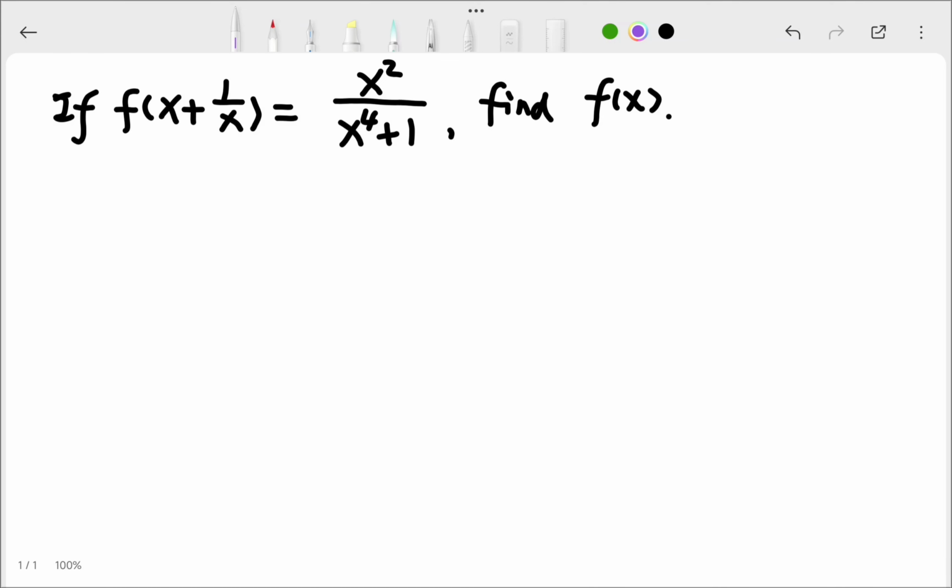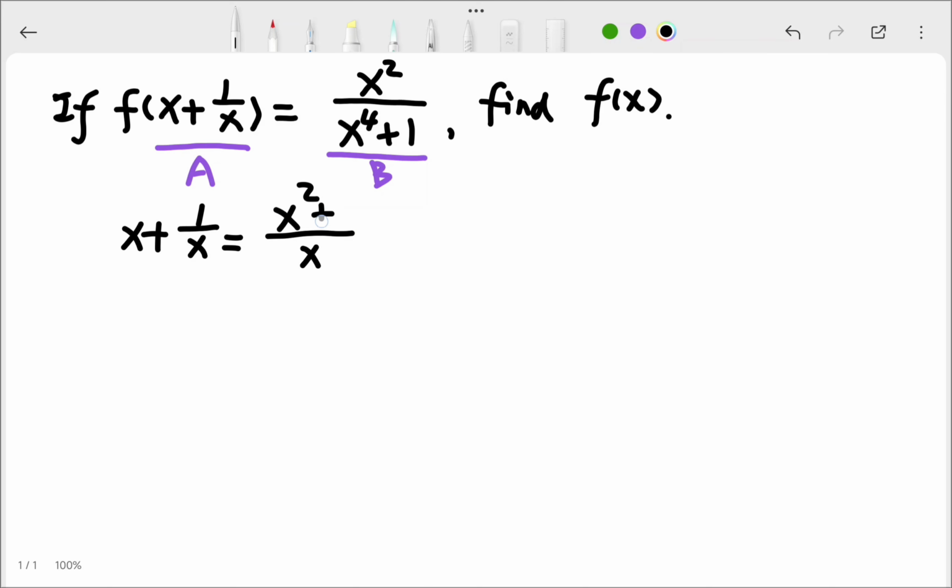To find f(x), we need to work out the relationship between x plus 1 over x and this. Let's call them a and b. Let's compare a and b. B is a fraction ultimately, so let's do a little transformation of a into a fraction, and we make the denominator x, and this is what we have. Let's call that c.